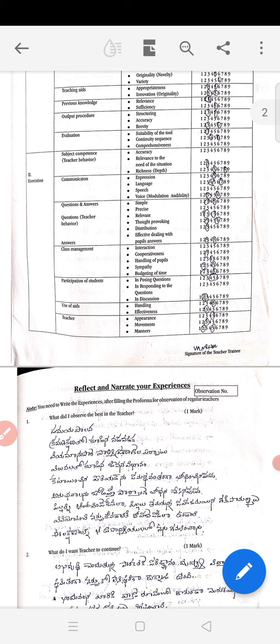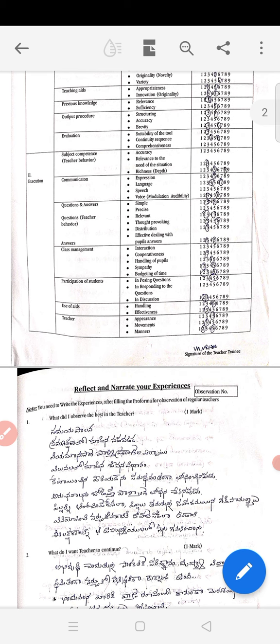Okay. And next one, use of aids. Whatever teaching learning material is prepared by the teacher, how the teacher is using teaching aids in the classroom, how the teacher is handling those teaching aids, and whether use of teaching aids is effective or not. By concentrating on these areas you are going to give a rating.